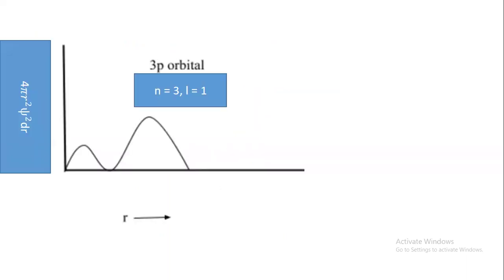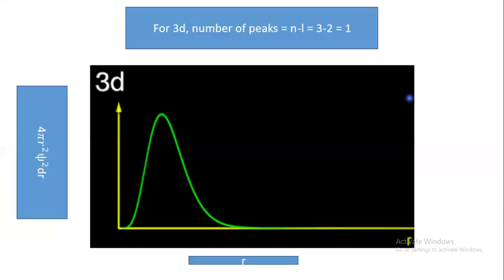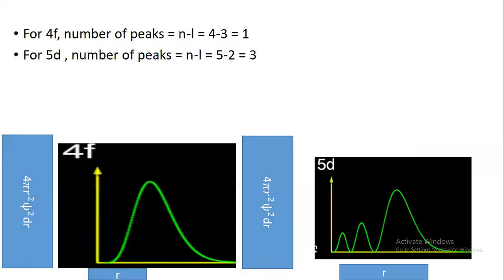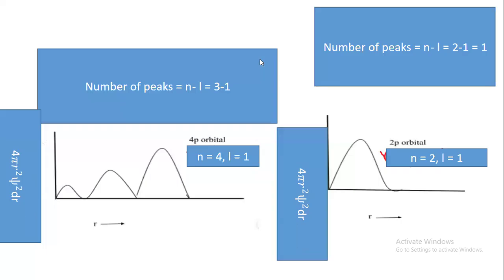This is the 3p orbital, 3s orbital, 3d orbital. For 4f, number of peaks is n minus L, n equal to 4. The azimuthal quantum number L for f is 3, so 4 minus 3, 1. Similarly, for 5d, number of peaks equals n minus L, n equal to 5, azimuthal quantum number 2, so 5 minus 2, 3.